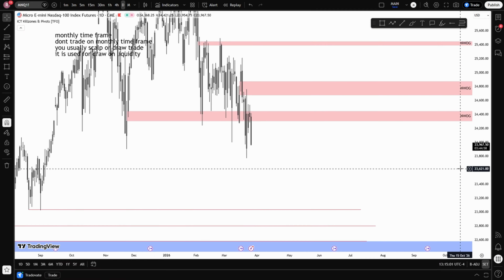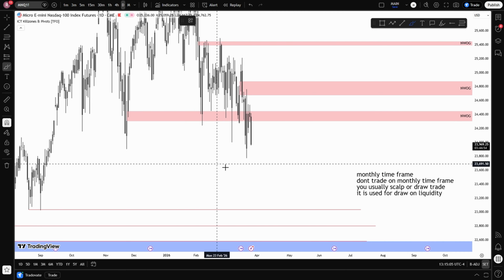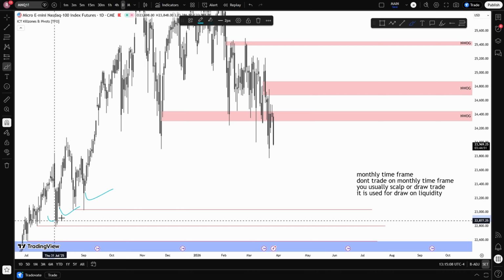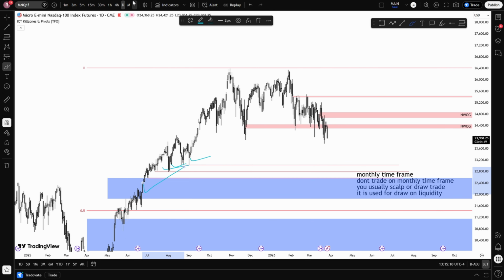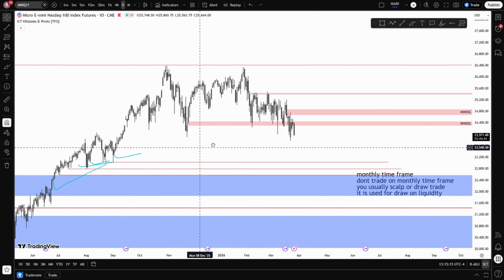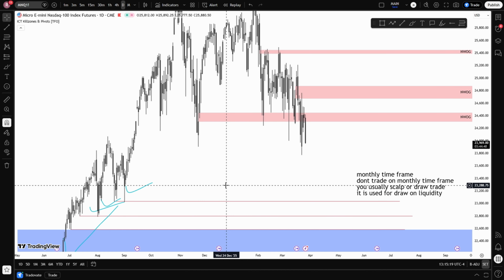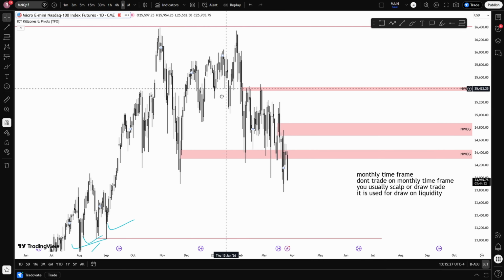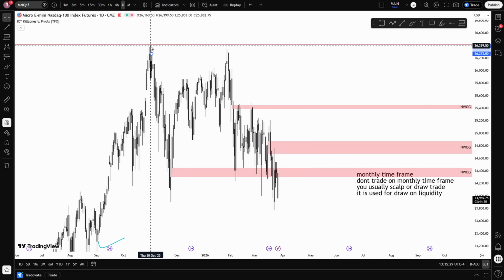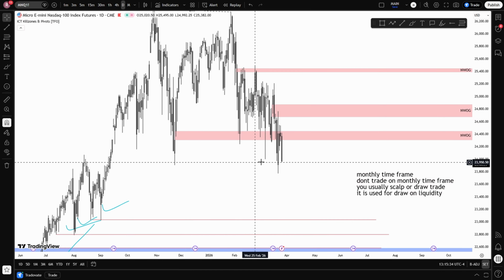So now when you combine everything together, you have a clear narrative. On the monthly, you have a draw on liquidity in the form of that unfilled fair value gap. On the daily, you have confirmation through bearish PD array reactions. And below price, you have clean sell-side liquidity resting at those equal lows. So naturally, the expectation becomes that price is likely to move lower and take those lows, possibly into July or around that time frame.